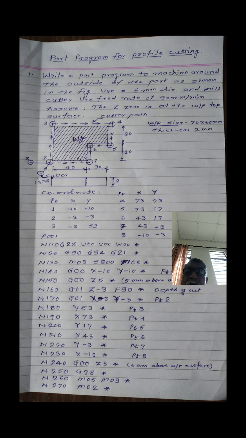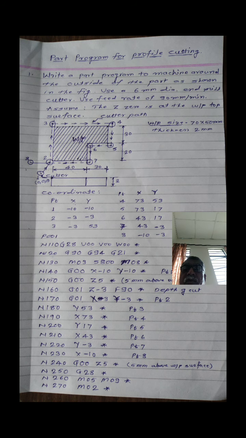Then move the tool to point 2 with the linear interpolation function, that is block number N170, G01, X minus 3, Y minus 3, end of the block. X minus 3 and Y minus 3 are the coordinates of point 2. Is it okay?